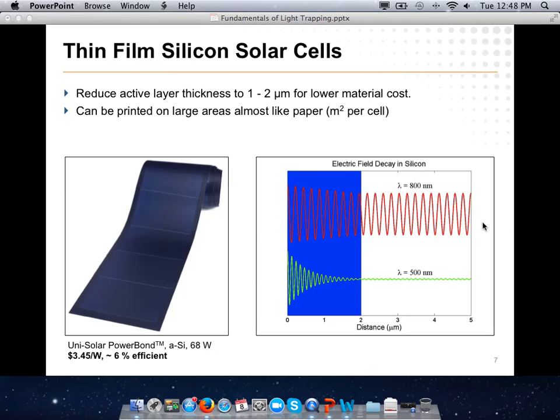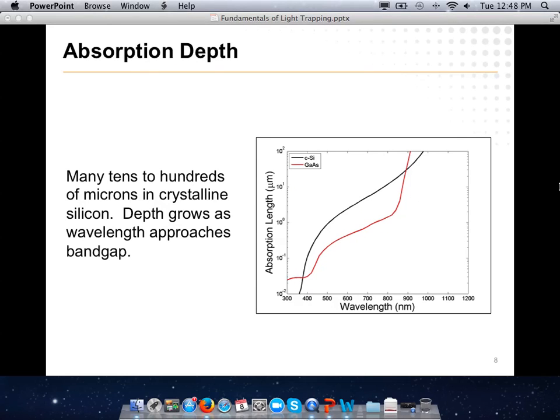So that leads us to the problem of light trapping. How can I still get light to stay inside of this thing and be absorbed and make electricity when there's just not enough material there to capture all the light? So that's the main challenge of light trapping in thin film. That's the key word, thin film silicon solar cells.